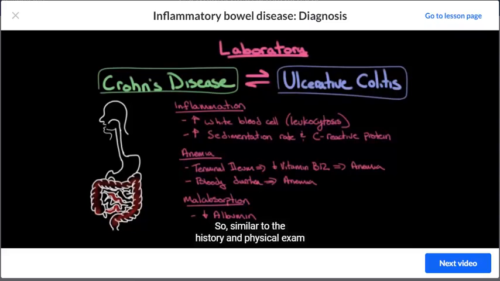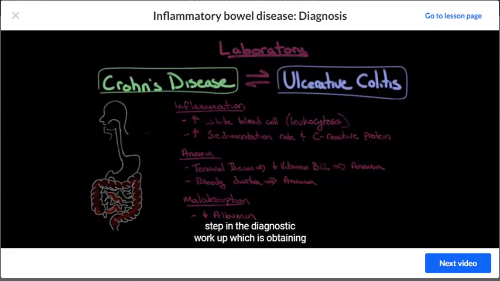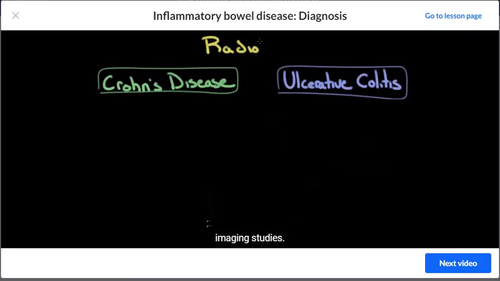So similar to the history and physical exam, the laboratory findings of Crohn's disease and ulcerative colitis are fairly nonspecific, but they're very sensitive for inflammatory bowel disease, meaning if none of these findings are present, chances are someone does not have inflammatory bowel disease, and you won't move on to the next step in the diagnostic workup. However, if these findings, especially the markers of inflammation, are present, then we'll move to the next step in the diagnostic workup, which is obtaining imaging studies.